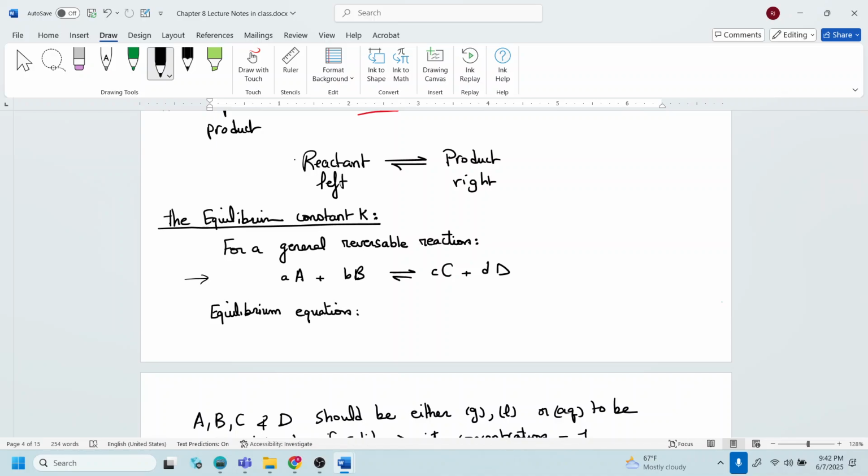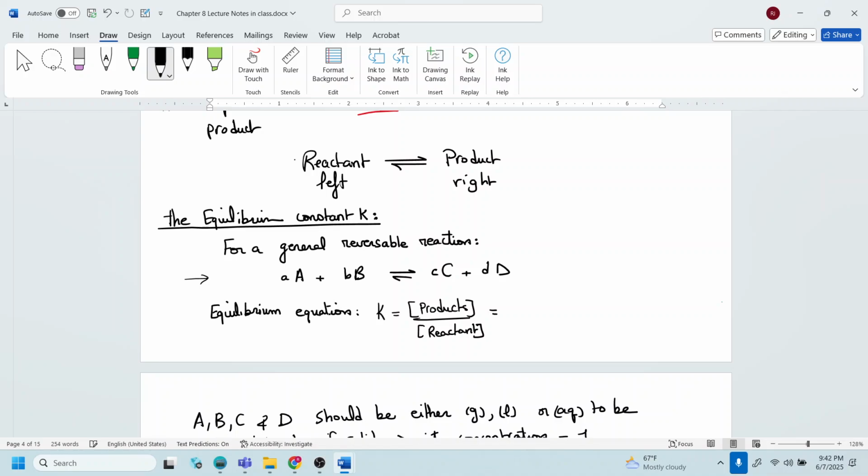So the equilibrium constant is K. This is what the equilibrium constant is. And the equilibrium constant is always the concentration of the products divided by the concentration of the reactants.